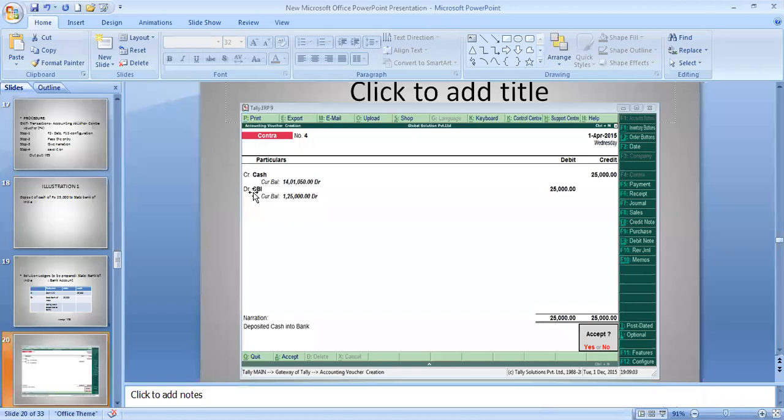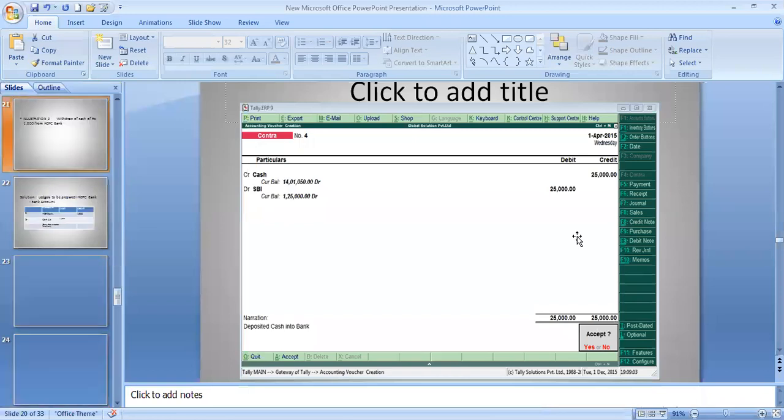The cash, credit and debit will be the SBI. Accept yes or no. Display will be the same. Okay, when you type in all the information, the display will appear with the same transactions. Clear?